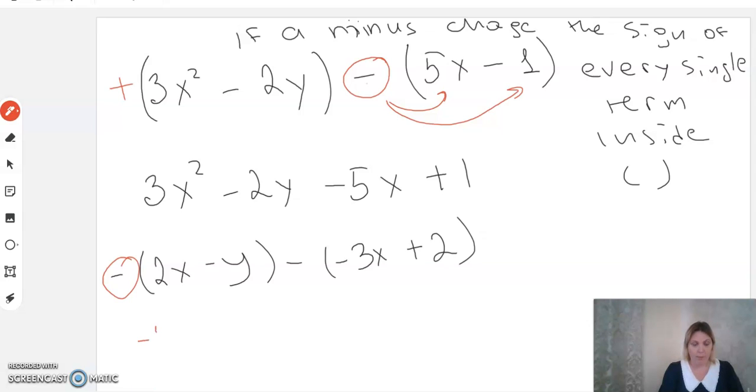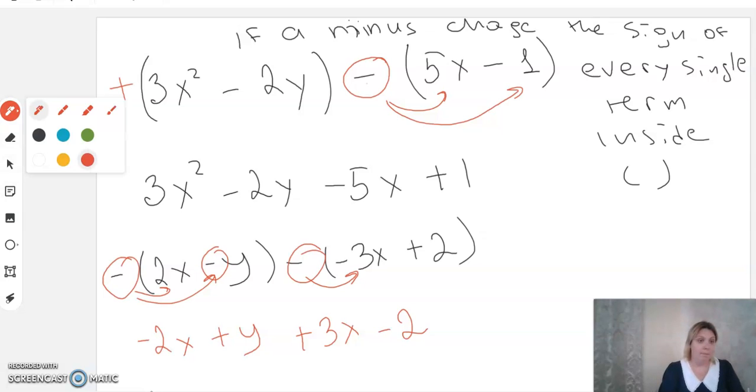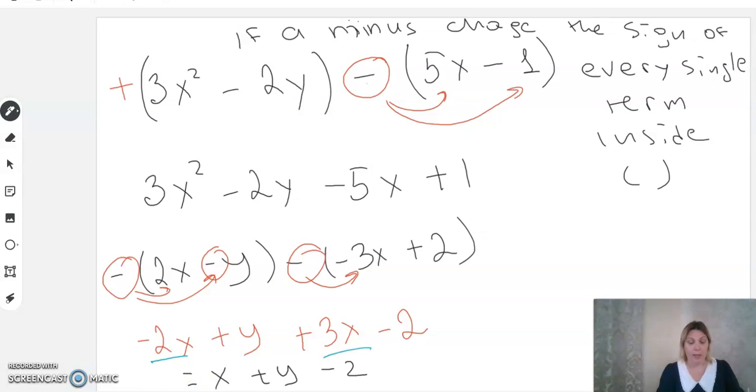So negative 2x is going to become plus 2x. Minus y is going to become a plus y because I'm changing it. Now over here, once again, I got a minus up front. So minus 3x is actually going to become plus 3x because minus and a minus. And minus times 2 is just negative 2. Once again, I can collect my terms. Minus 2x plus 3x is actually just x. So I've got x plus y minus 2 as my answer.